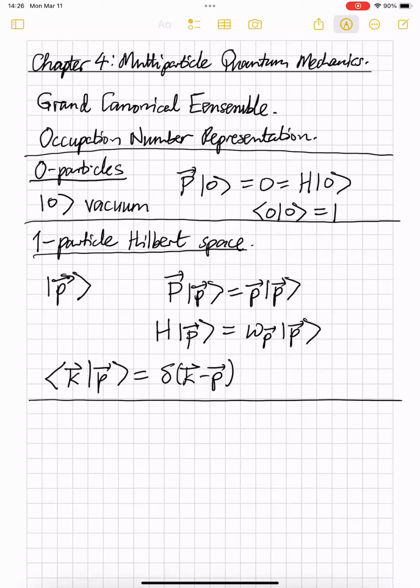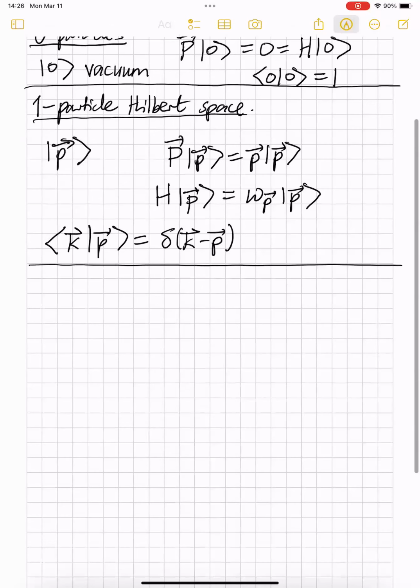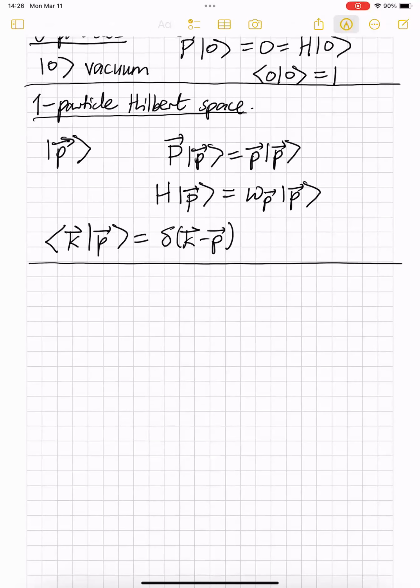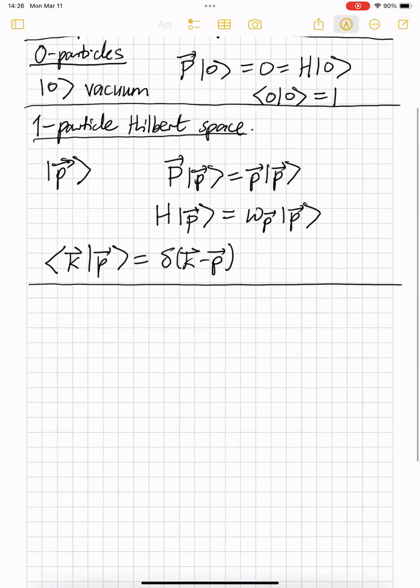And afterwards, we'll see that this is a useful set of states to work with, and we'll see how to explicitly do computations with them. So for now, I'm just telling you some facts. Let's extend this in another direction. So we went from 1 particle to no particles, but let's now look at the 2-particle Hilbert space.